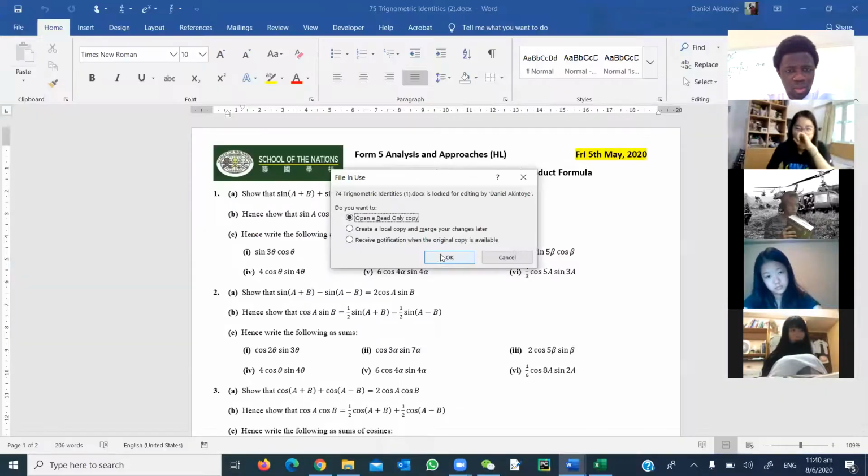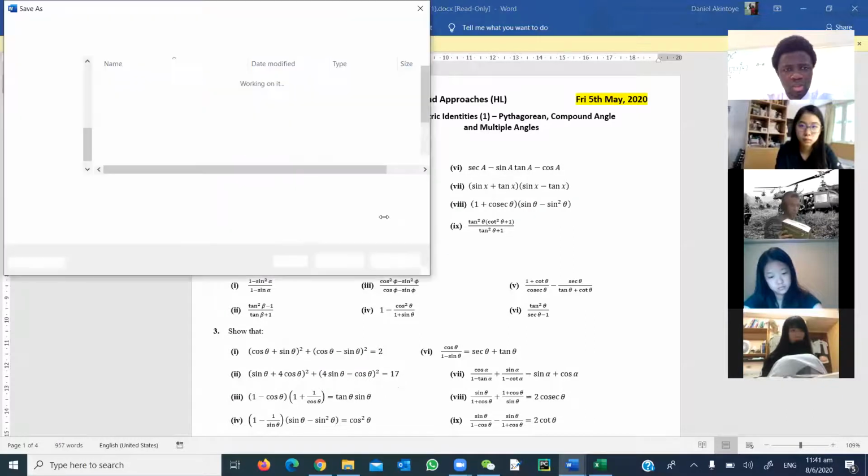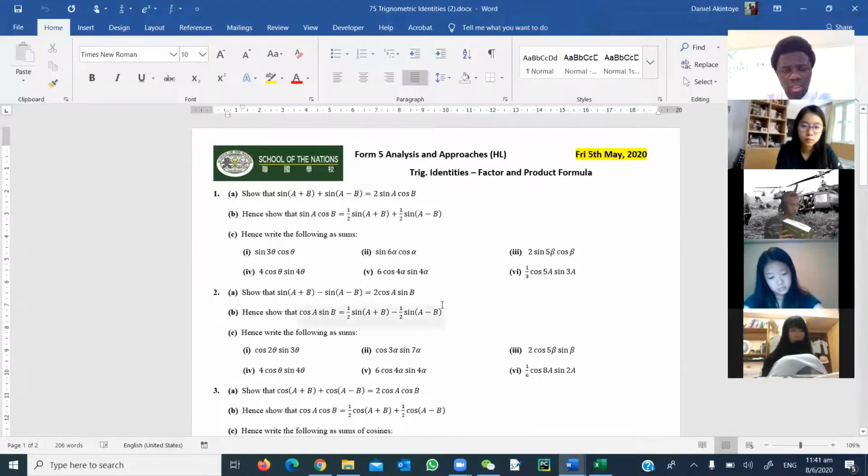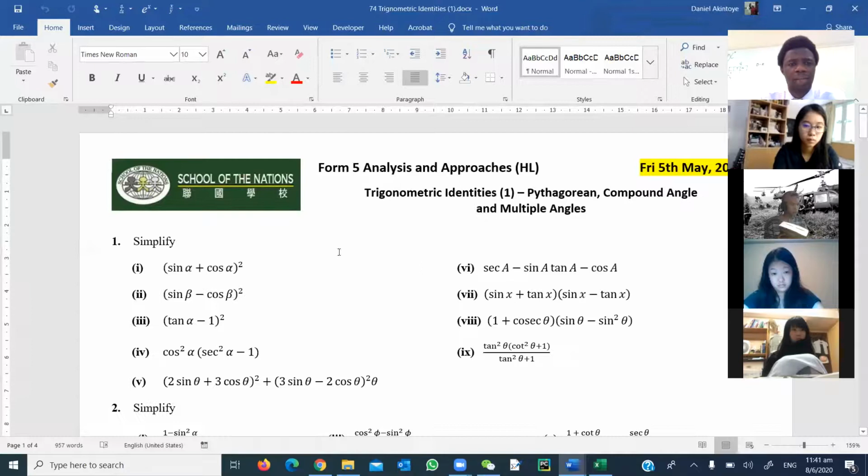Trig identity 1. Okay. So this is 1. Oh, come on. Why do I have read only? Have I opened it before? Yes, I have. Okay, here it is.